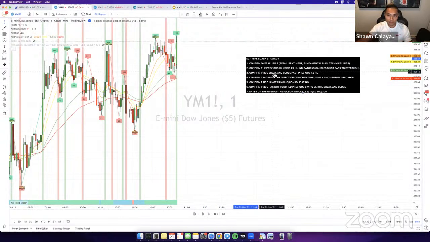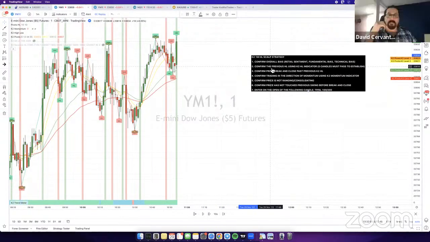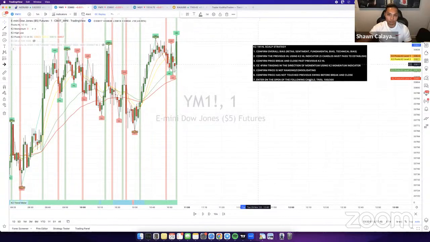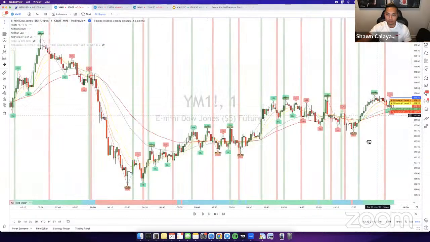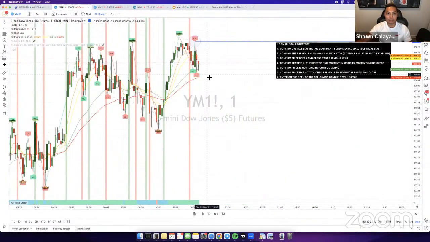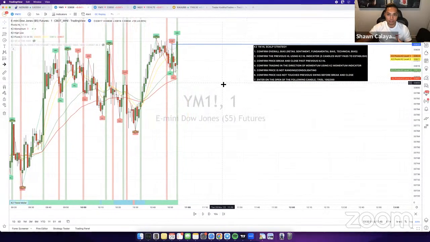You confirm the overall bias. We'll just assume that it's bullish here because we can't look back in time and see how everything was. Then you want to confirm the previous high low. As you mentioned, you identify structure as a high low right here, so this is going to be the previous high. When a candle breaks past it and actually closes, like this one here, this is where it sets up for the entry.